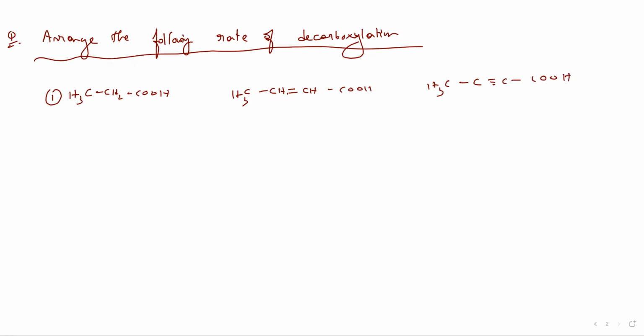Now, how can you solve? Just remove the carbon dioxide, negative charge. Now this one is sp, sp2, sp3. In this case, S character is very high, so negative charge is more stable. So we can say negative charge is more stable.